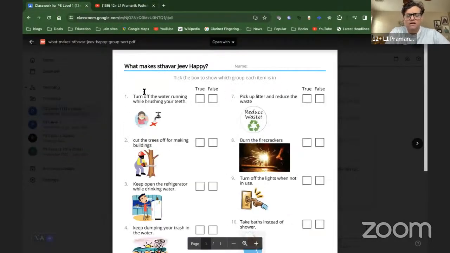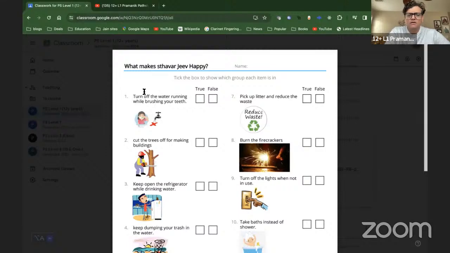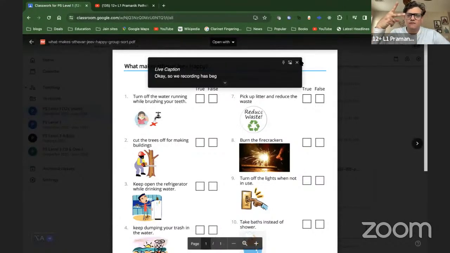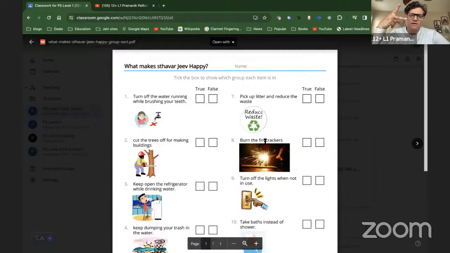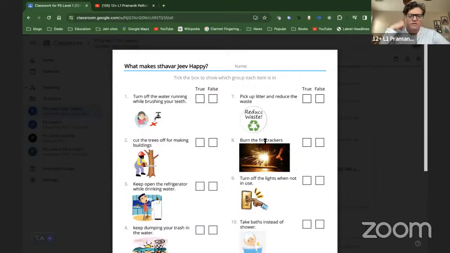So we are going to start with the topic of Sthawar Jeev. Who is going to tell me what the word Sthawar means? Anybody? There are two types of Jeevs in one way of classification: Sthawar Jeev and Tras Jeev. You have to tell me what the Sthawar Jeevs are. Who remembers what type of Jeevs are considered Sthawar Jeevs?